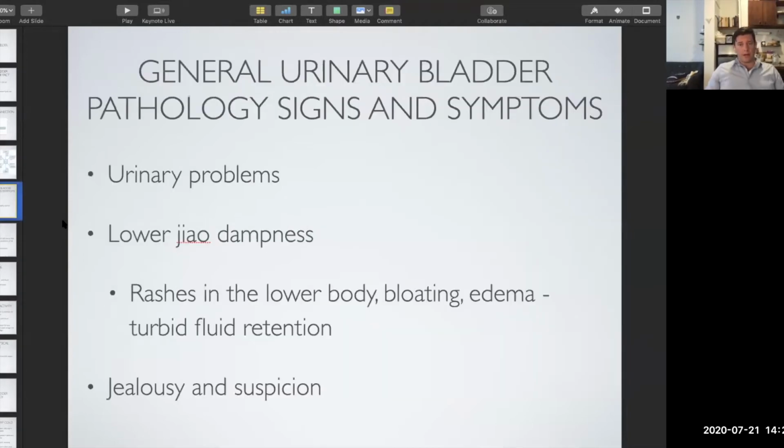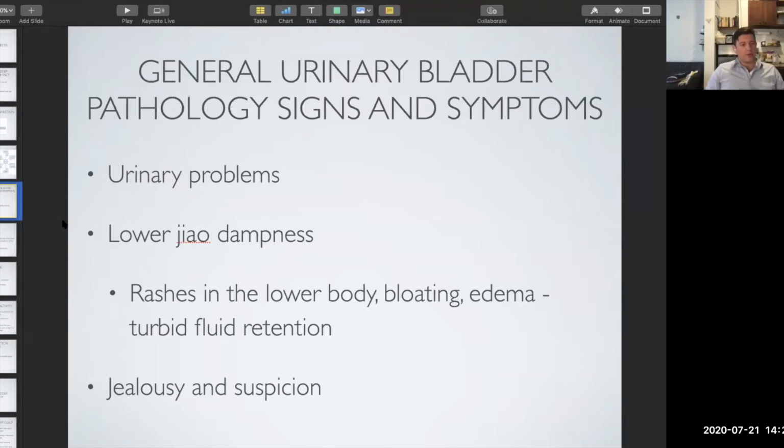General urinary bladder pathology, signs and symptoms. No surprise, urinary problems, right? Anytime a patient has a urinary problem, we might be thinking about the urinary bladder organ. We're also going to see any issues arising in the lower jiao related to fluid metabolism, either dampness, dryness, rashes, signs of turbidity in the lower jiao. We're thinking urinary bladder organ.